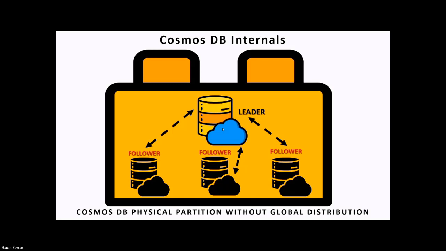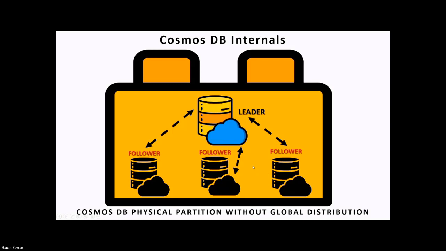If, let's say, 2 followers fail, then Cosmos DB actually kills this physical partition and creates a new one. But if you pay attention at the bottom here, this is for when you don't have global distribution. If you have global distribution, you're going to have other physical partitions in other data centers.